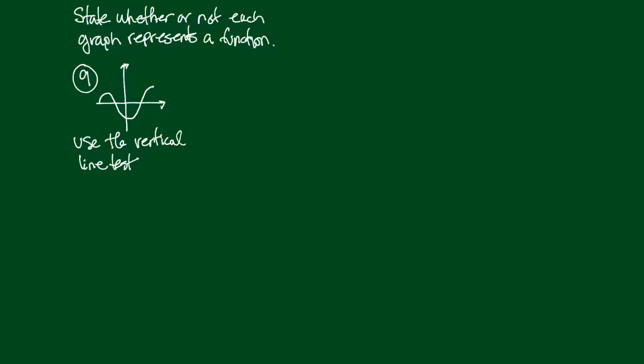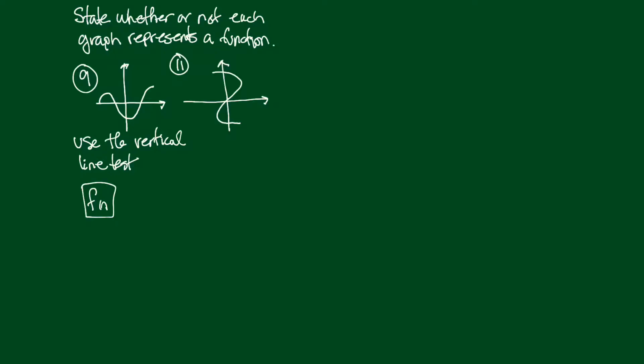So just imagine in number 9, if you pass a vertical line here, it hits the graph only once. And that's going to be true no matter where you put that vertical line. Put a vertical line anywhere on this graph, it hits it once, and the point is it hits it no more than once. So we're going to say that this number 9 does represent a function.